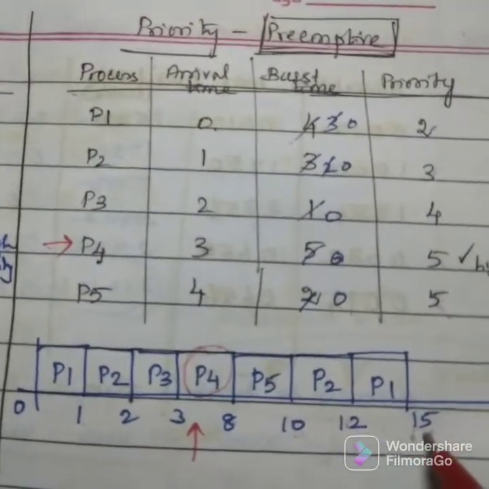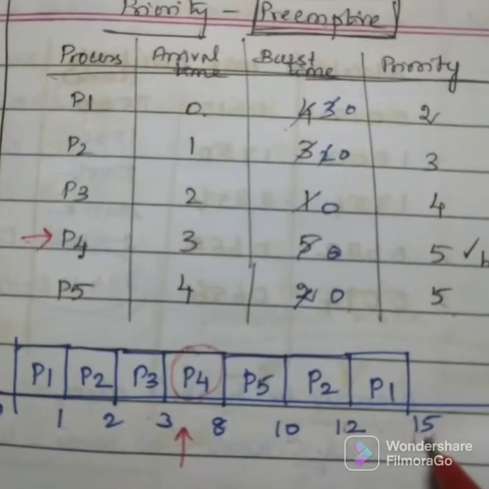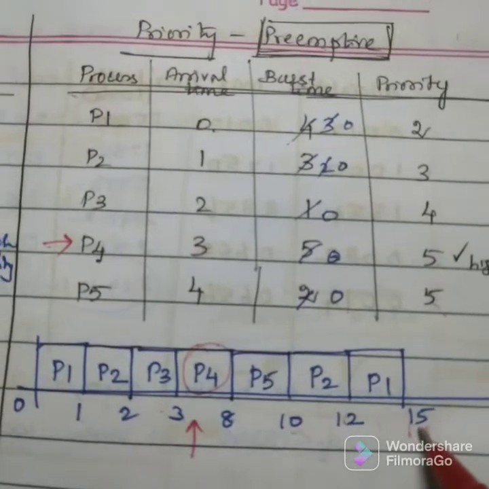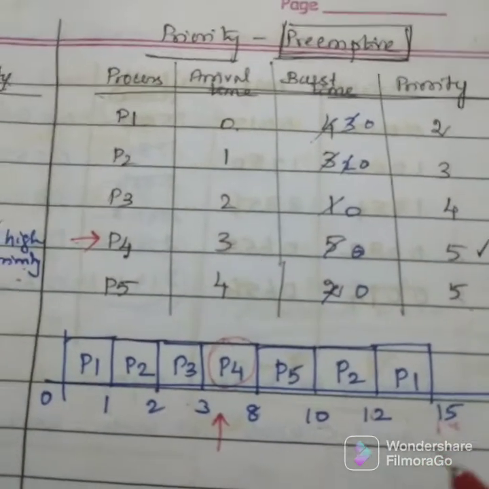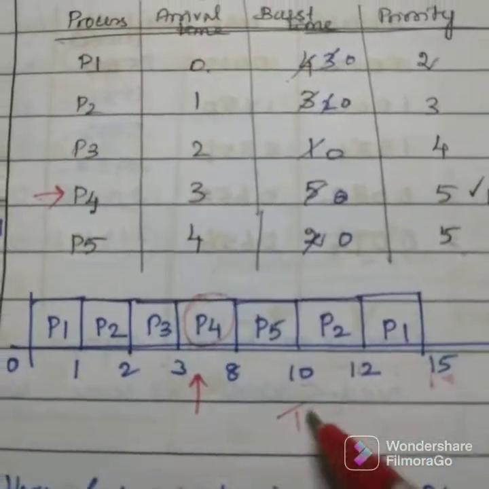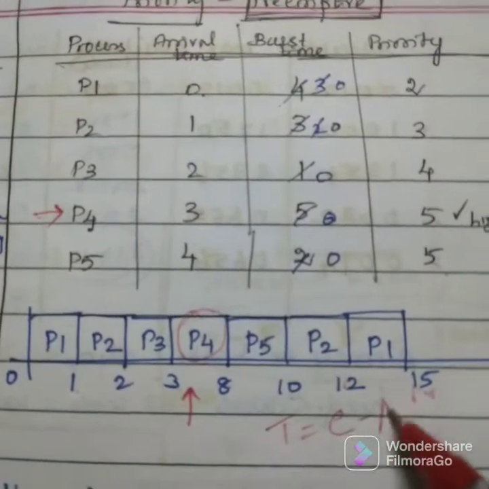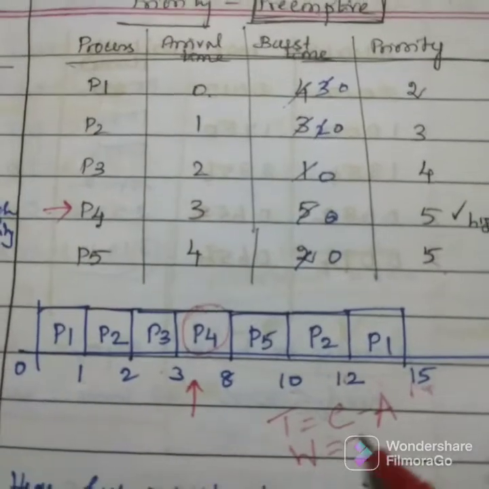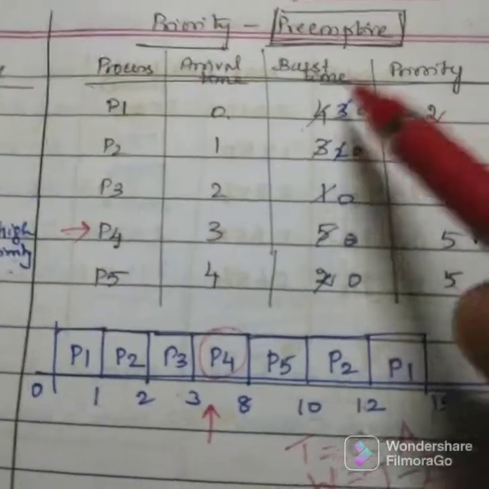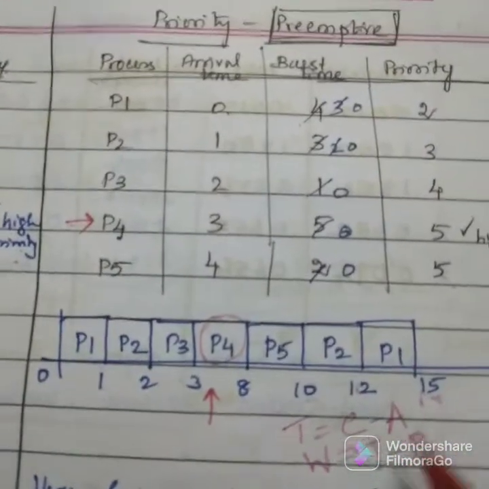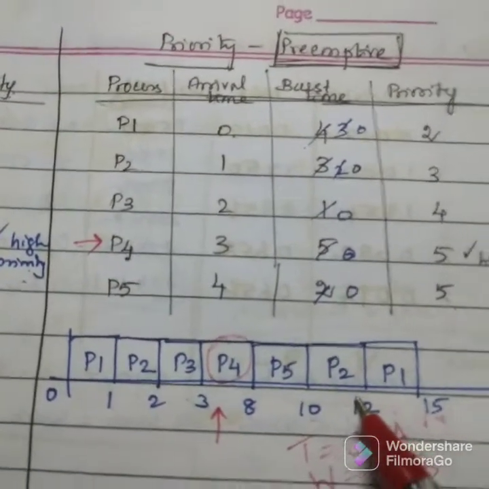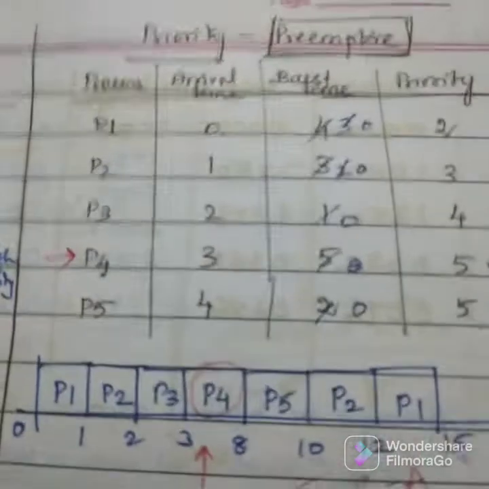The other things are similar to other CPU scheduling algorithms. So we can calculate the turnaround time and the waiting time similarly. That is, turnaround time T equals completion time minus arrival time. Then waiting time equals turnaround time minus burst time. The others are similar. So please note the concept here. And I will explain again once more.